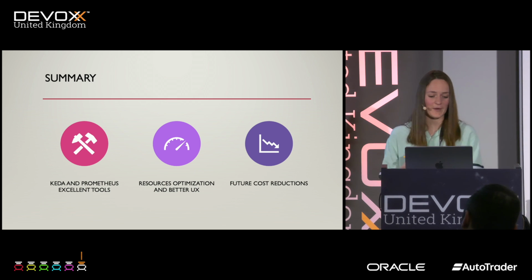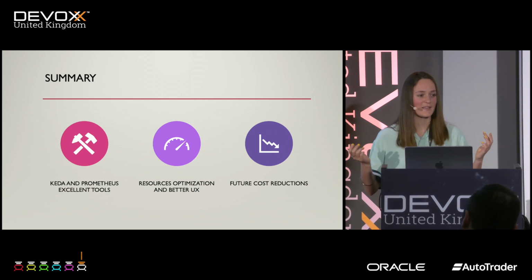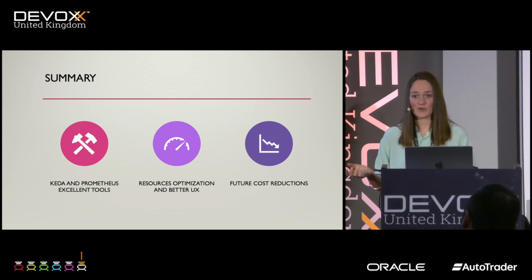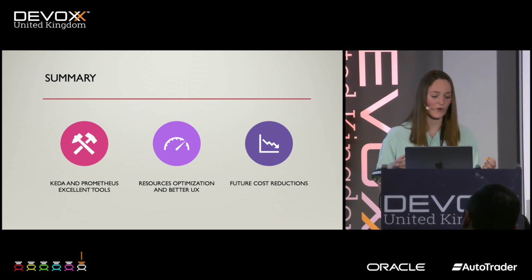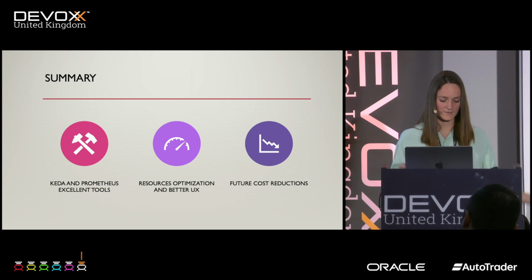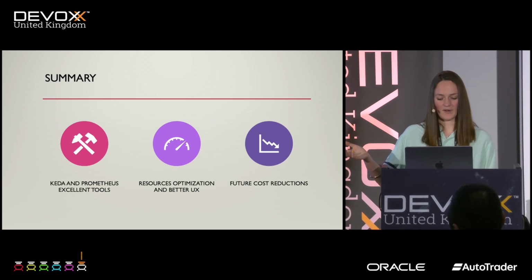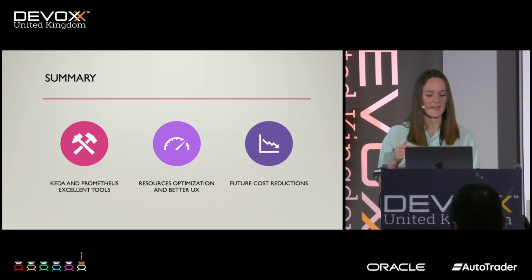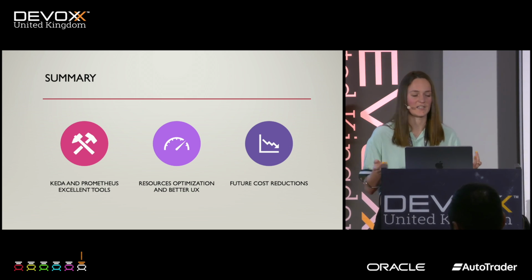So in summary, I would say that Keda and Prometheus are excellent tools. They are very easy to use, they're very easy to download, and they are open source. On top of cost reduction, we also have resource optimization and a better user experience overall.